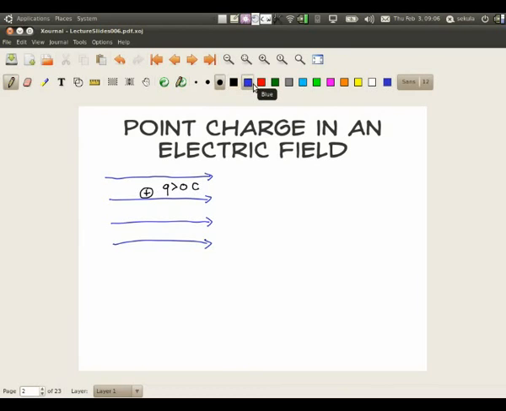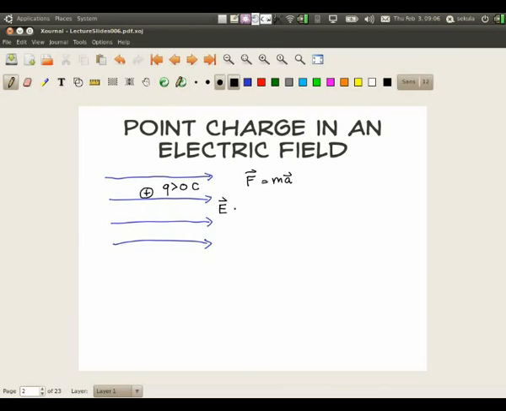What's going to happen to that charge? Force causes matter to accelerate. That is the essence of Newton's second law, F equals ma. An electric field is a field of force that acts on electric charge. We have a positive charge sitting in a uniform electric field.